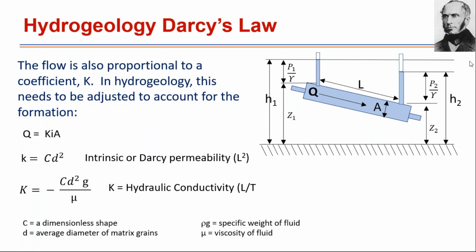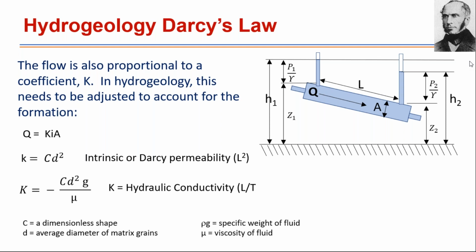Now, the flow is also proportional to this coefficient K. In hydrogeology, this needs to be adjusted to account for the formation. So Q, like we talked about before, equals KIA. Now, little k, which is intrinsic permeability, Darcy permeability, is a C with a dimensionless shape. So it's a constant based on the shape of the sand grains. We'll never really know that, but that's essentially what it is, times the square of the diameter of the matrix grains over the viscosity of the fluid.